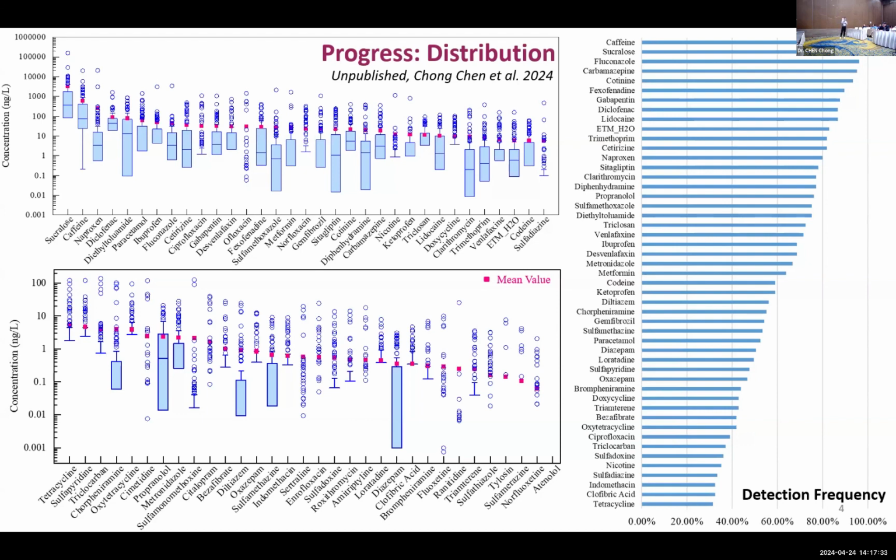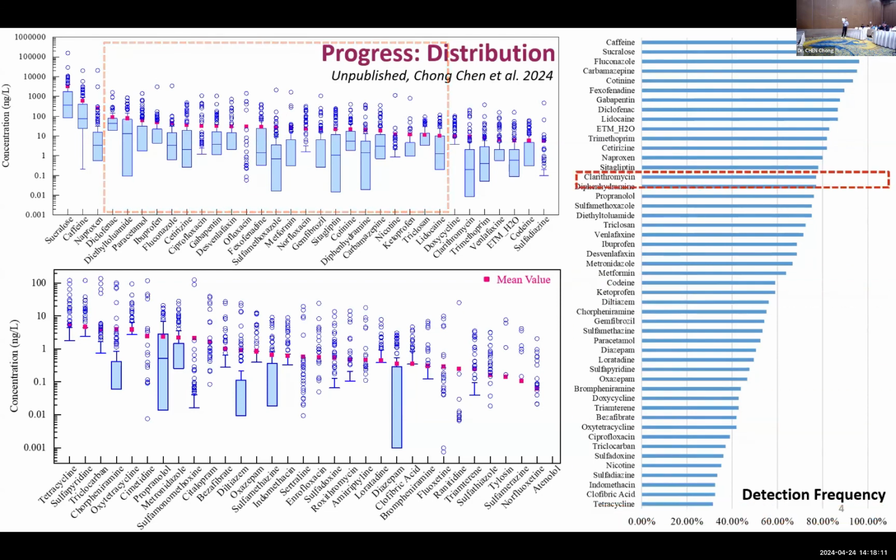We can say that for these 3 compounds, sucralose, caffeine, and naproxen, they have the highest concentrations. From the average concentration, sucralose is highest, more than 3,000 nanograms per liter. For caffeine and naproxen, they are both in the range of 100 to 1,000 nanograms per liter. For these 23 compounds, the average concentrations are also relatively high, between 10 and 100 nanograms per liter.